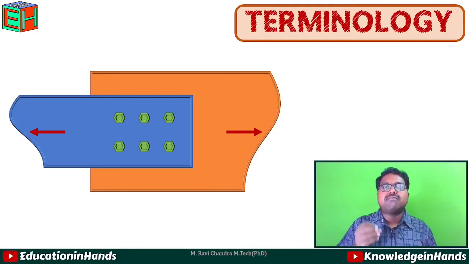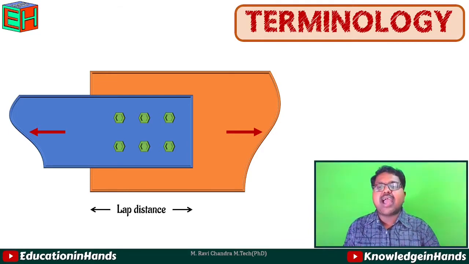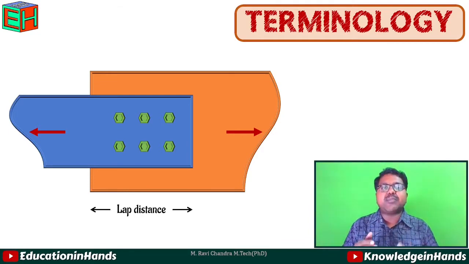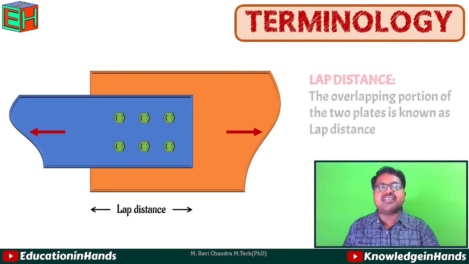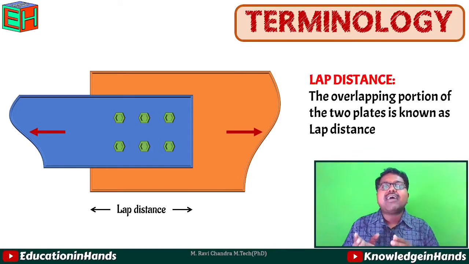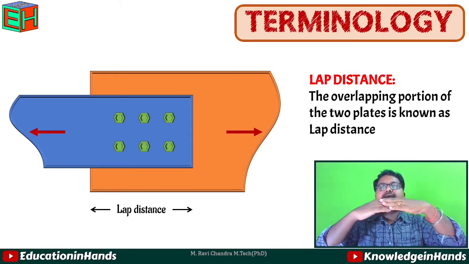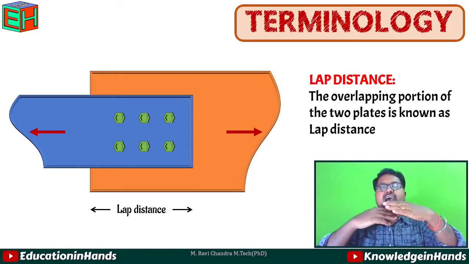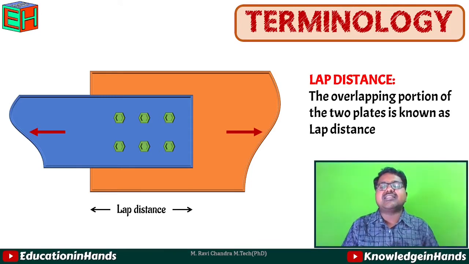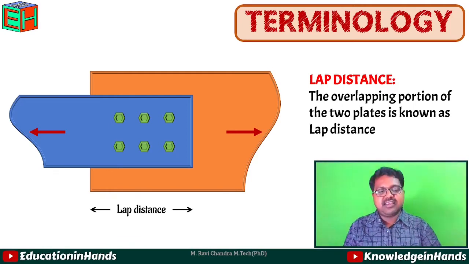So here the first terminology is lap distance. What is meant by lap distance? If you see the definition, the overlapping portion of the two plates is known as lap distance. So here the connected plates, which are the blue and orange plates, overlap together, right? So the overlap position or the overlap distance is called lap distance.